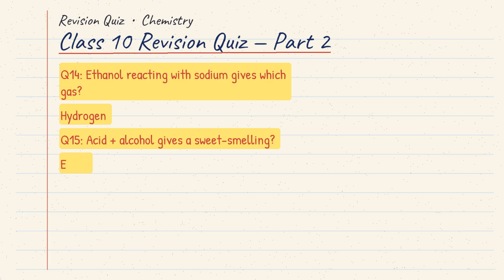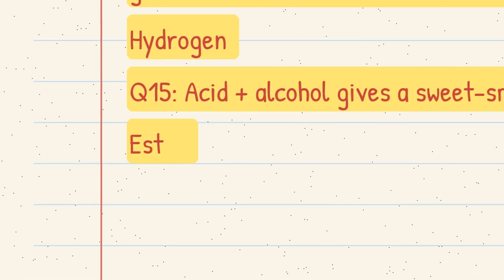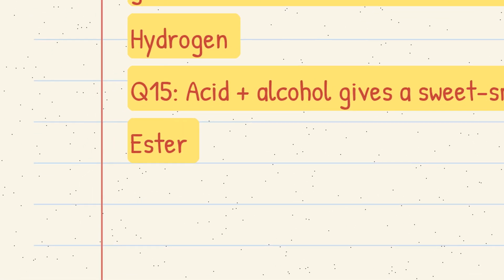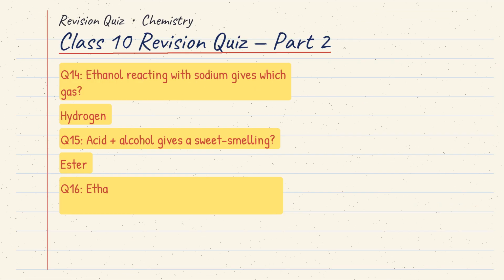The answer is ester. The reaction is esterification. Question 16. Ethanoic acid plus baking soda gives which gas?